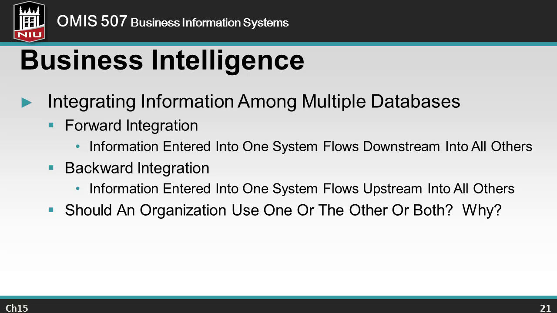With backward integration, information entered into one system flows upstream into all others. An organization could use one method or both. This would depend upon the database structure and where the organization wants key data to be controlled. We may grant write capability to select employees to minimize errors and duplicate entries.